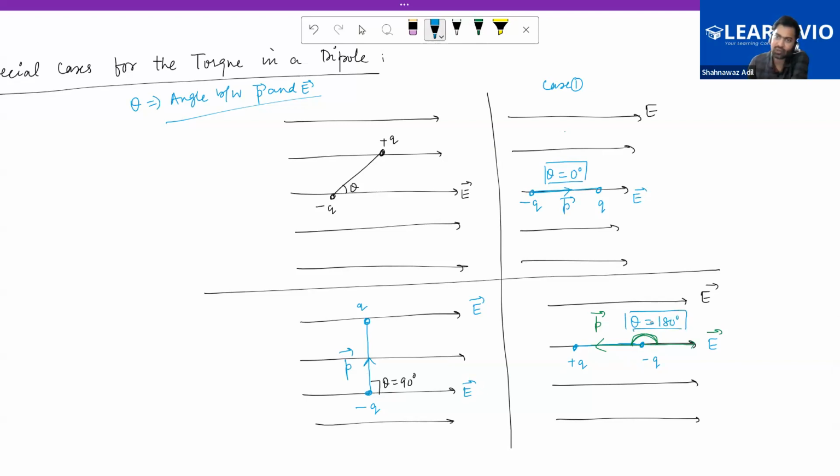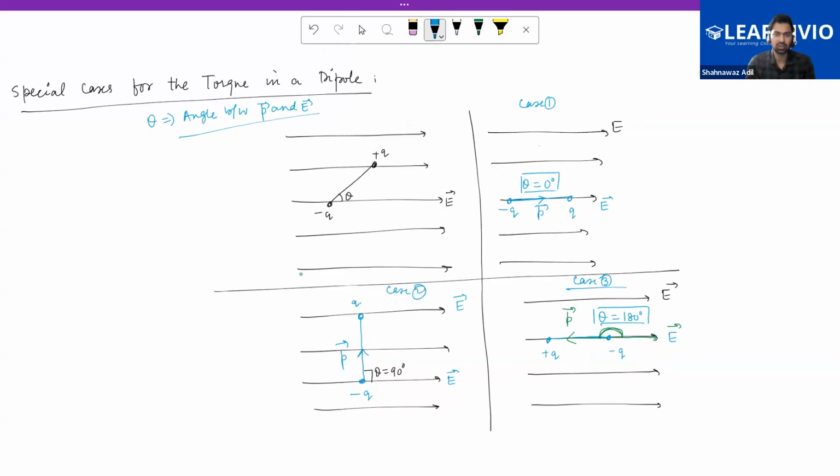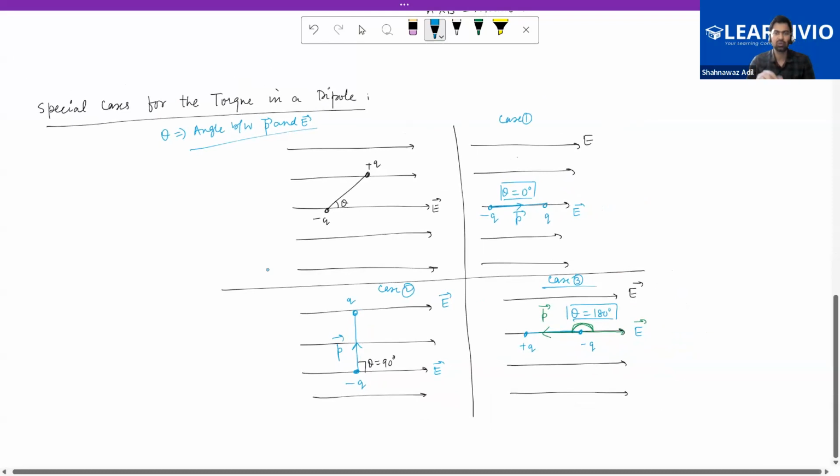So you have this is case 1, this is case 2, and this is case 3. So these are the three special cases for the dipole. Please note it down, and then we'll start. I will write all these special cases in the next class. But yeah, please note this thing.